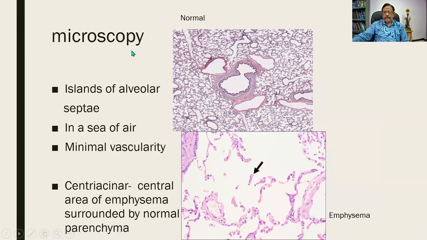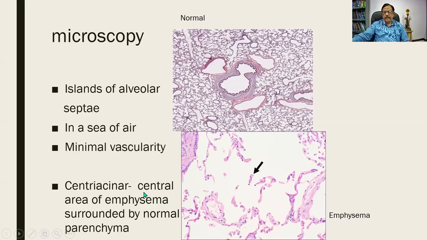Microscopy, not very difficult. Remember this one. See the picture. This is emphysema. I am finding a few islands or strands of parenchymal tissue surrounded by a sea of air. All the white color is air, the pink color is the parenchyma. So there are islands of parenchyma in a sea of air. This is a normal lung in which you find multiple alveoli, but here there are only very few with the parenchyma.